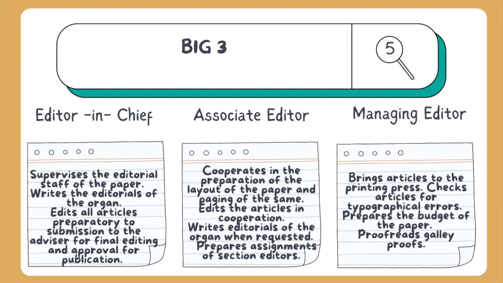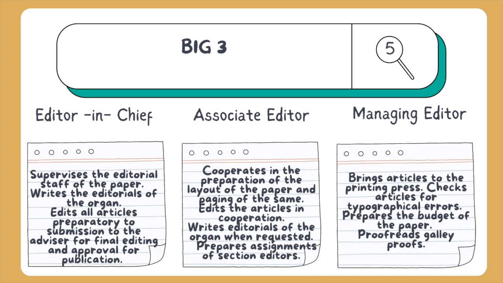The associate editor cooperates in the preparation of the layout of the paper and paging of the same, edits the articles in cooperation with the EIC, writes editorials of the organ when requested, prepares the assignments of other section editors. But all of these would be in consultation with the EIC.